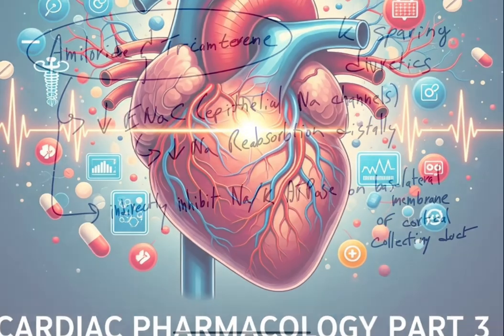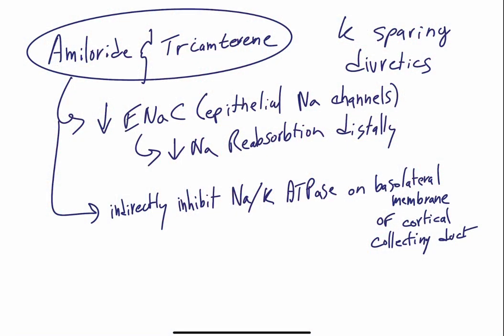Jumping into amiloride and triamterene. These are your potassium-sparing diuretics. They inhibit ENaC, the epithelial sodium channels. These decrease sodium reabsorption distally and prevent water reabsorption because water follows sodium. These drugs also indirectly inhibit sodium-potassium ATPases, which are transporters on the basolateral membrane of the cortical collecting duct. That gets into deeper physiology, but ultimately, that's why they're considered potassium sparing.